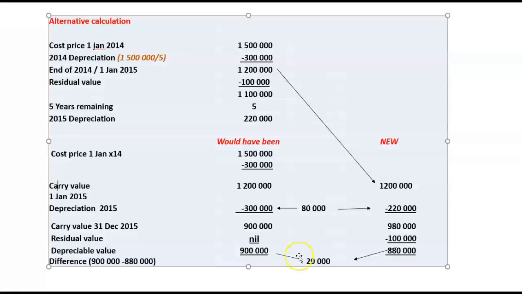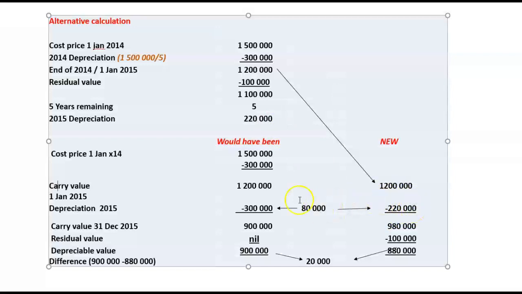So that means then by implication that we want to write off that 1.1 million over a 5-year period, which gives us a depreciation charge over the next 5 years of 220,000 rand per annum. So 220,000 is what we're actually going to pass as depreciation in the current financial period.